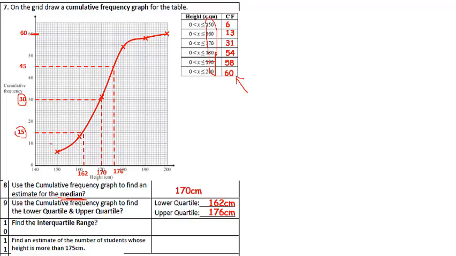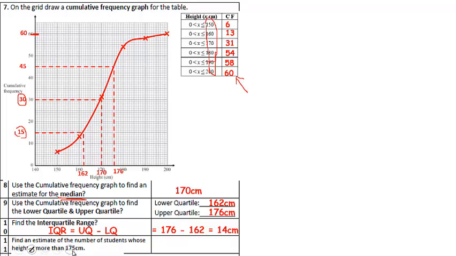Question 10, find the interquartile range. Write this down all the time. Interquartile range is equal to upper quartile take away lower quartile. Always write this down. Upper quartile is 176, lower quartile is 162. Do the subtraction, and I believe the answer is 14 for this. So let's see, 8 take away 6 is 14. So yep, that is fine. Make sure you are able to do it, and make sure you remember that the interquartile range is upper quartile take away lower quartile.